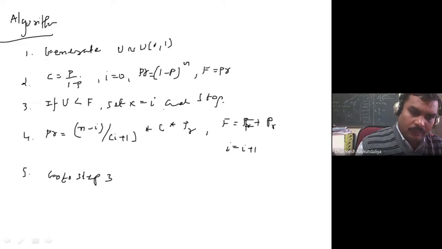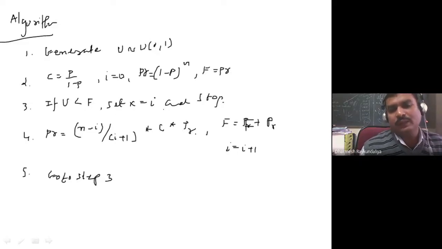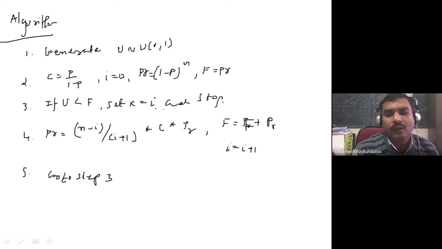step 3. If U less than F, then X is equal to i. What is i now? Initially i equal to 0, now i becomes 1. If it is not satisfying, then you have to continue. Now new i is 1, so (n minus 1) upon (1 plus 1) is 2, times p upon 1 minus p. You will calculate the new probability, then add it, and again i becomes 2. And if U is less than or equal to F, then X becomes 2. Repeat the procedure. Is that clear?